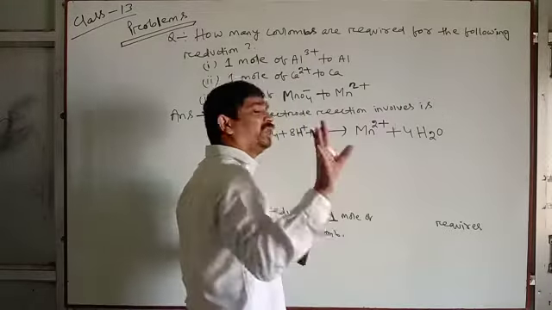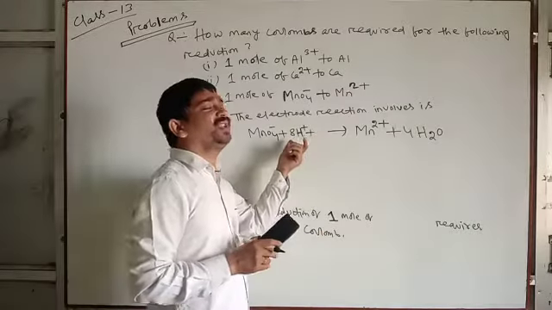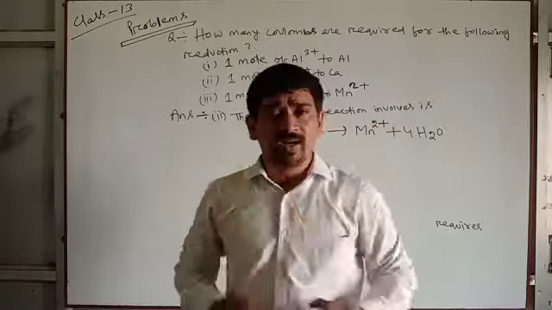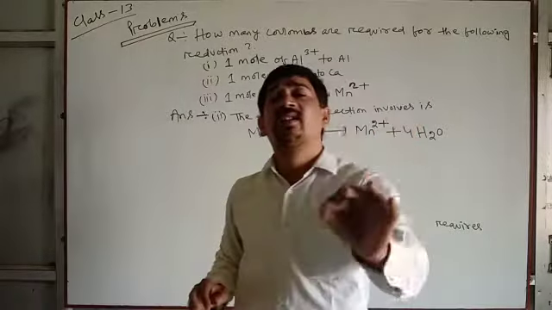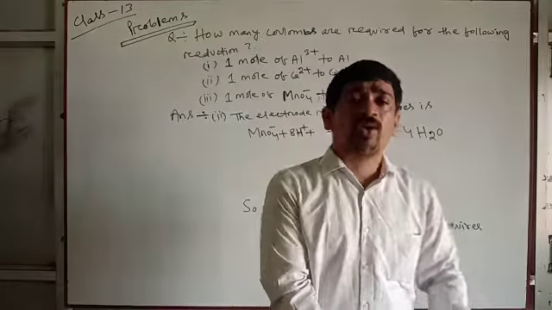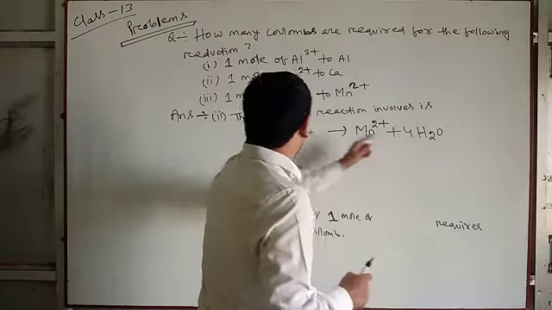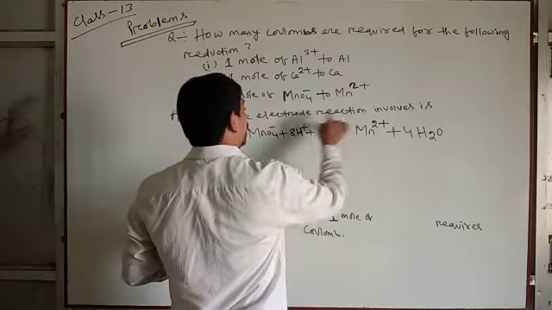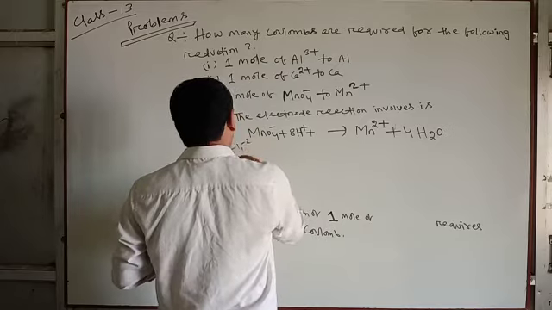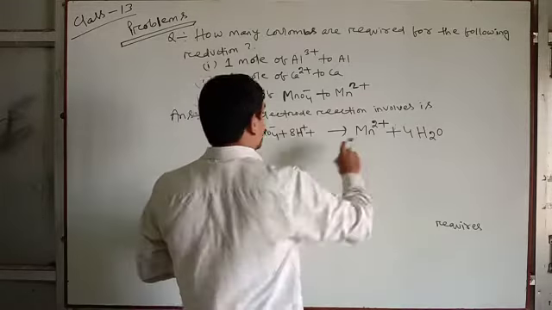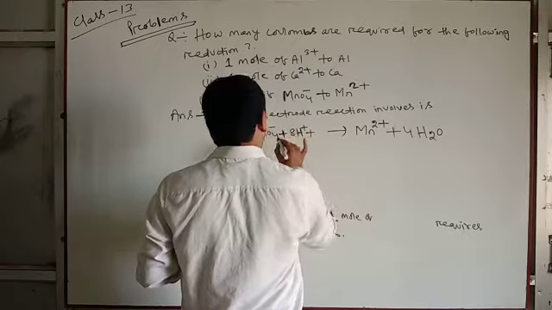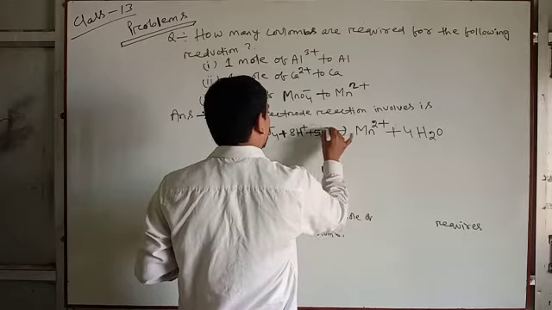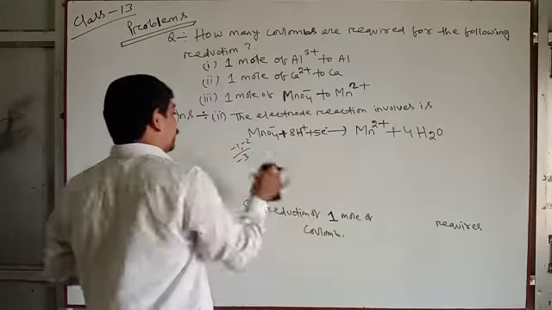Then charge balance. In order to balance this type of reaction, it requires 3 steps. First step is oxygen is balanced by water. Second step is hydrogen balance. Third step is charge balance. Clear? Charge balance: look here, minus 1, and here 8 is plus. So this will become 5 electrons. Electron is minus. So 5 electrons.